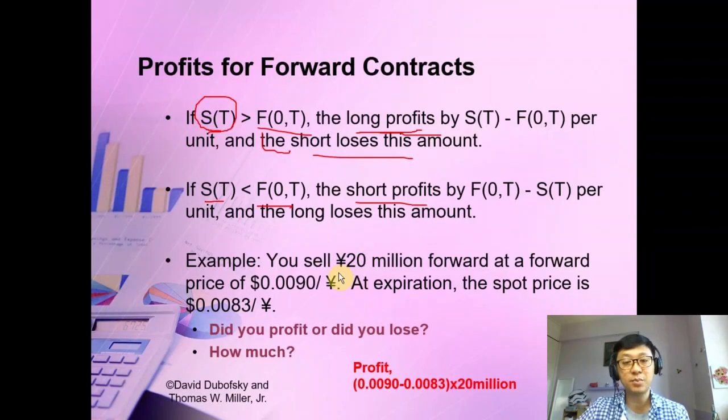So here is just an example. If I have a 2 million forward contract, and each of this is 0.90 per pound, at expiry it actually dropped to 0.0083 per pound. So is that a profit or loss? You can calculate: forward minus this, you actually got profits if you are doing this. So the short will basically make a profit.